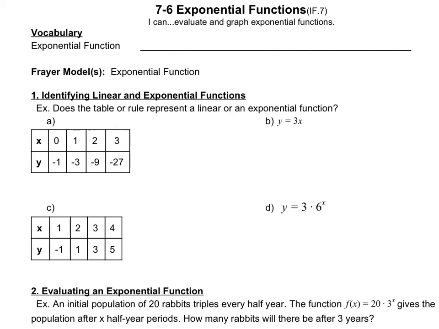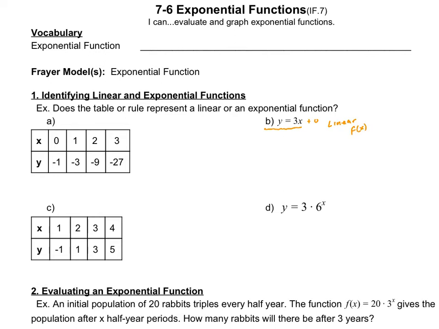So moving forward with exponential functions, identifying linear and exponential functions. Well, we know then when we have a linear function, we are looking at a function where we have a constant rate of change. So if I were to look here real quick, I can see at a quick glance that this B example is y equals 3x. Well, that can also be rewritten like that, and it looks like slope-intercept form, and I have a slope of 3, so this looks like a linear function to me.